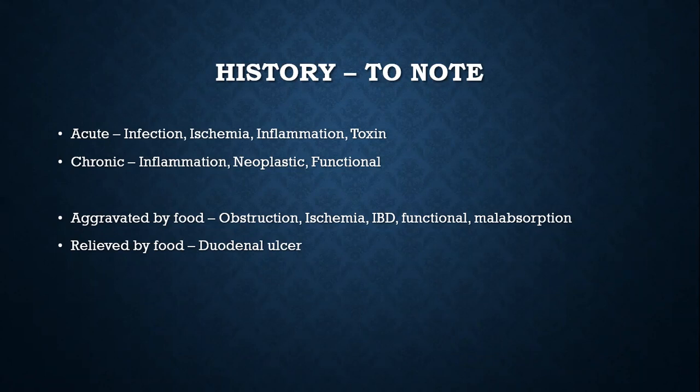For example, any acute symptom occurring in relation to the GI tract is commonly due to infection, inflammation, toxins, or ischemia. For example, the food poisoning which we commonly come across is a sudden onset diarrhea or abdominal pain, which is caused by preformed toxins present in the food. Similarly, a chronic complaint of the GI tract may be due to inflammation, commonly inflammatory bowel disease, neoplastic, or maybe functional.